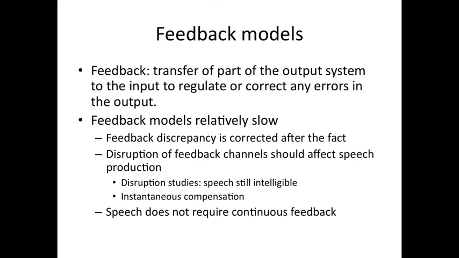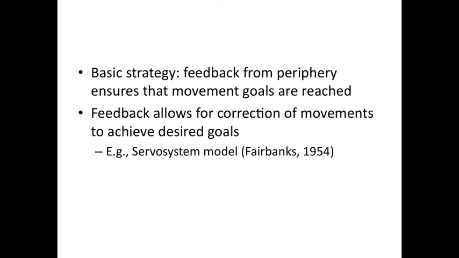And some of the believers in speech production models say that speech does not require continuous feedback, okay? So the basic strategy from the feedback model is that the feedback from the periphery ensures that the movement goals are achieved. Feedback allows for correction of movements to achieve desired goals. A very classic example of the feedback model is the servo system model by Fairbanks in 1954.